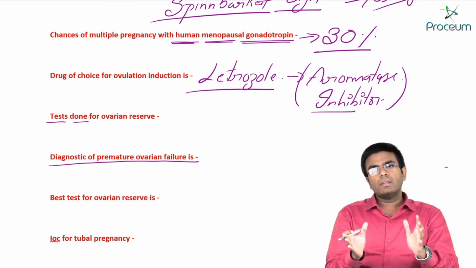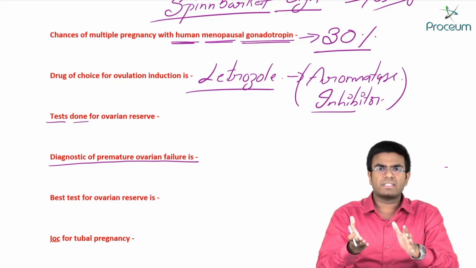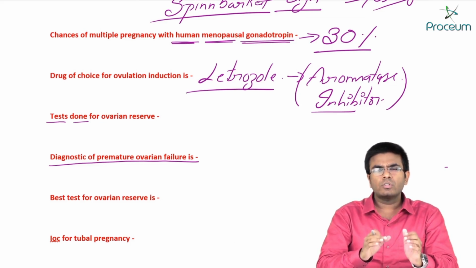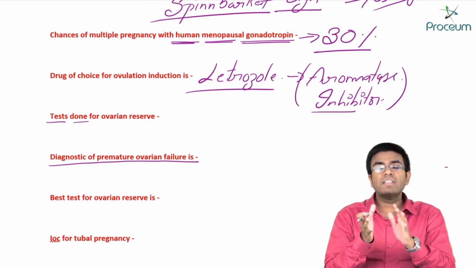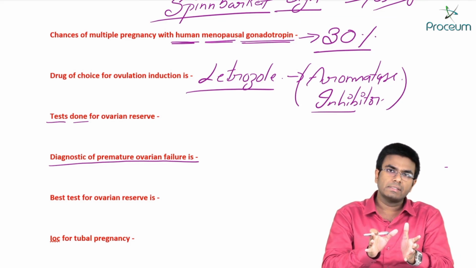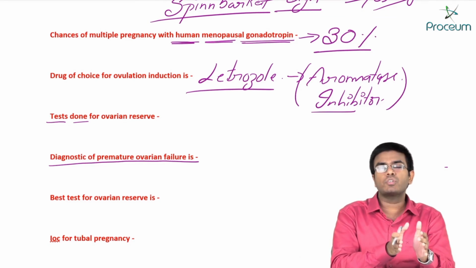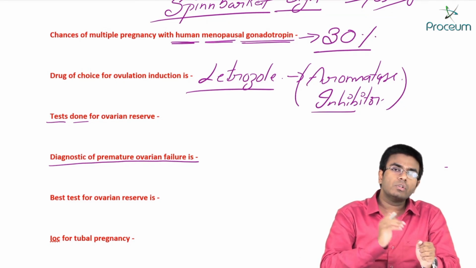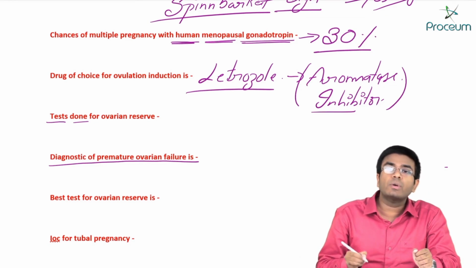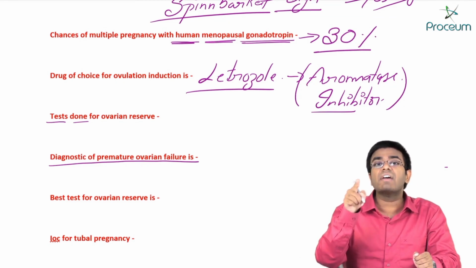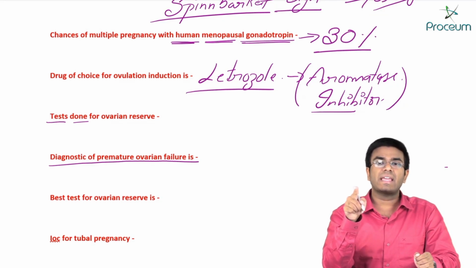So in a female who is, for example, 25 to 35 years of age, the ovary should be functioning. But if there is a failure of her ovaries, it is known as premature ovarian failure. So what is the diagnostic for this? Premature ovarian failure is diagnosed by increased levels of FSH. Okay?